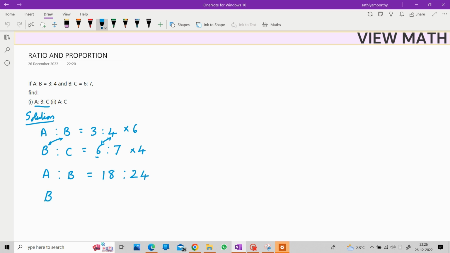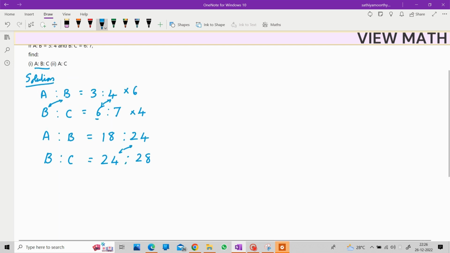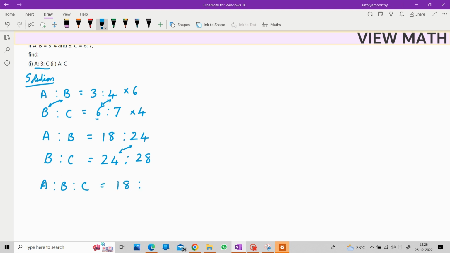Again the second ratio B is to C is equal to, I am going to multiply this by 4. So 6 into 4 is 24 is to 7 into 4 is 28. Now you can see the B ratios are same, so I can combine the ratios. So A is to B is to C is equal to 18 is to, in the B place, 24 is to, in the C, 28. So this is A is to B is to C.